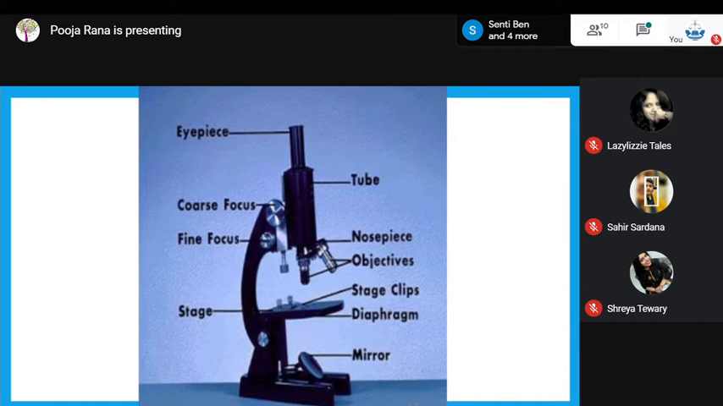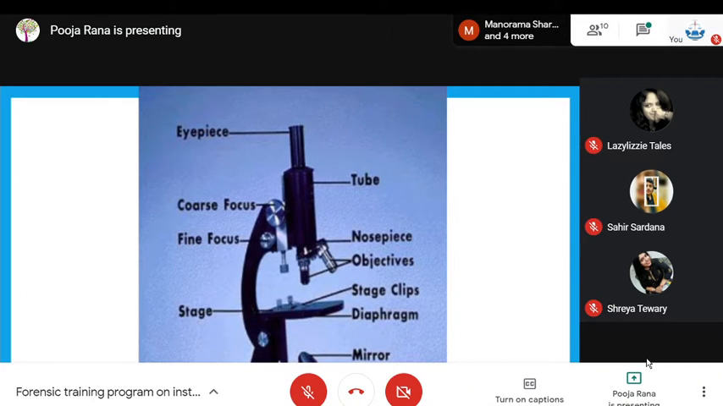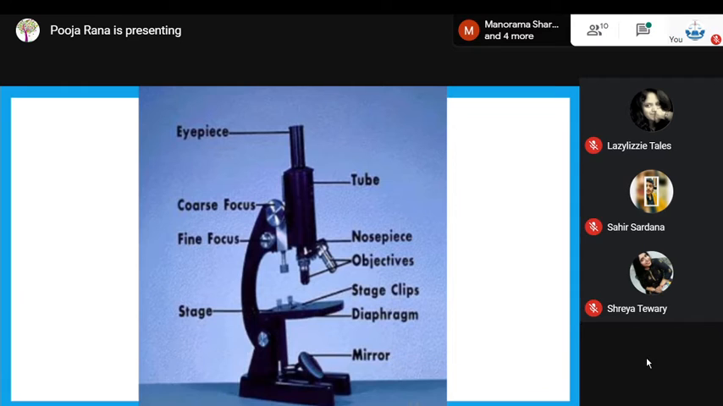So various sources of light can be used, and at its simplest, the daylight is directed via a mirror. And most microscopes have their own manageable source of light. And it is generally a halogen lamp which is used. All right. Next is the condenser.